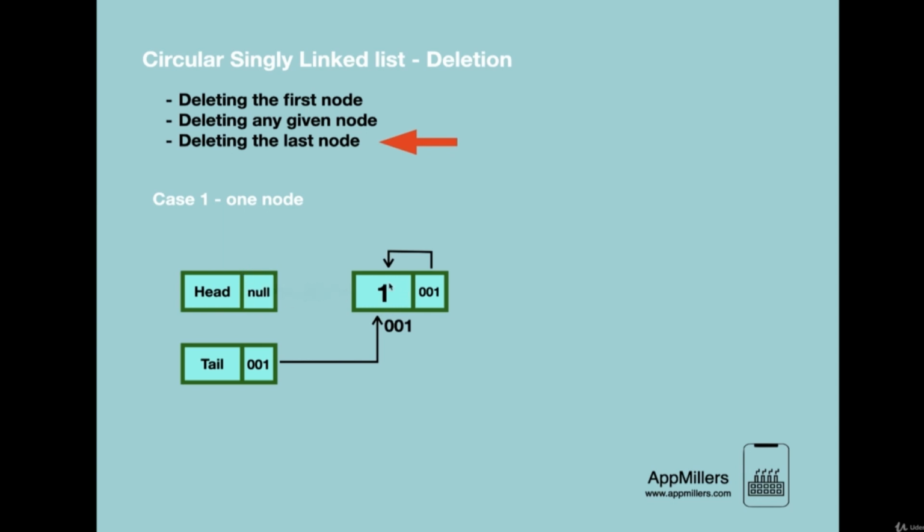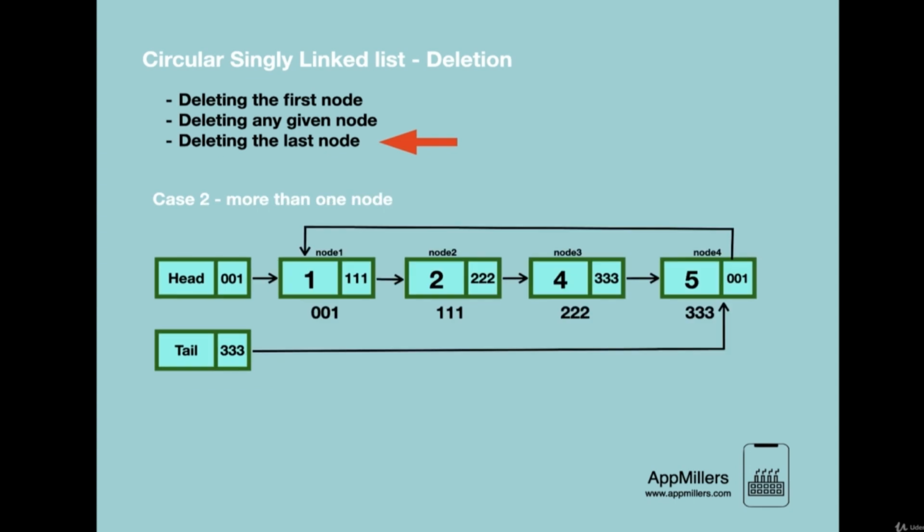So this is the link between head and first node. And then we will update tail reference to null, and this will delete the link between tail and this node. Then we will update this node's reference to null, and this deletes the reference by itself. Then this node becomes eligible for garbage collection, so the garbage collector will come and delete this node. Then the next case is when we have more than one node in our circular single linked list.